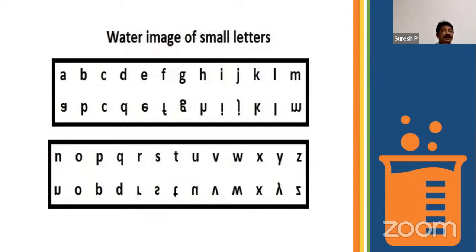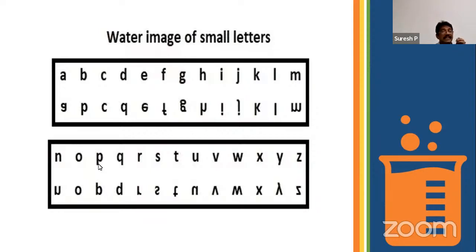Am I correct? The water image of B seems to be like P, letter P, and the water image of C is the same. The water image of D seems to be like Q, correct? And the water image of F seems to be very similar, not exactly, similar to T. The water image of H, okay, is an inverted I. And the water image of L is very similar, and M is of course inverted M. So you have to observe. So the water image of O will be the same.